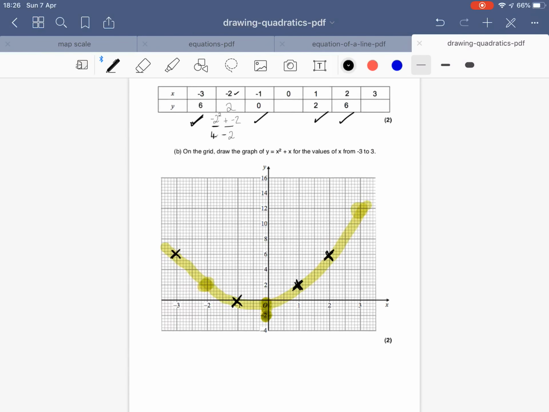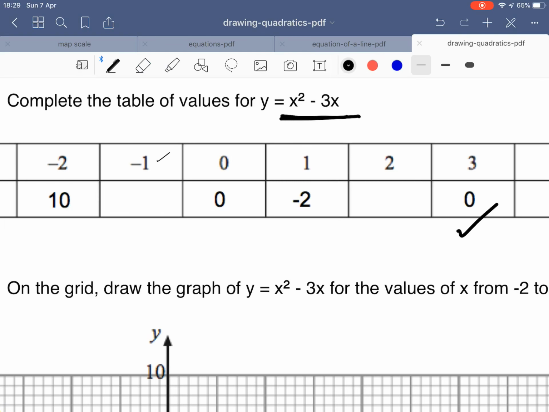Right, so we can now look at the equation. So we've got x squared minus 3x. That means I've got to square this number and then take away 3 lots of it. Right, let me give myself a little bit of space. So, got to square it and then take away 3 lots of it. So we're going to go -1 squared, take away 3 times -1.